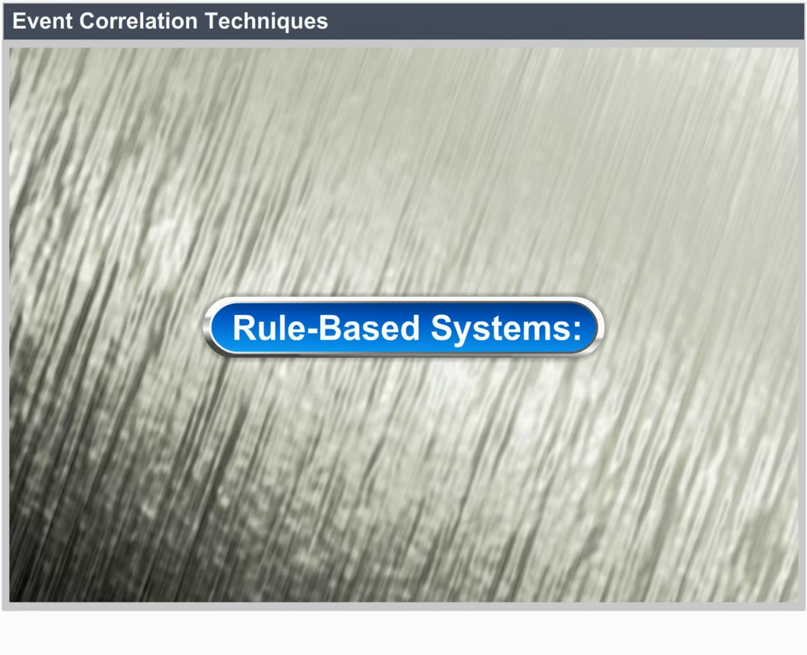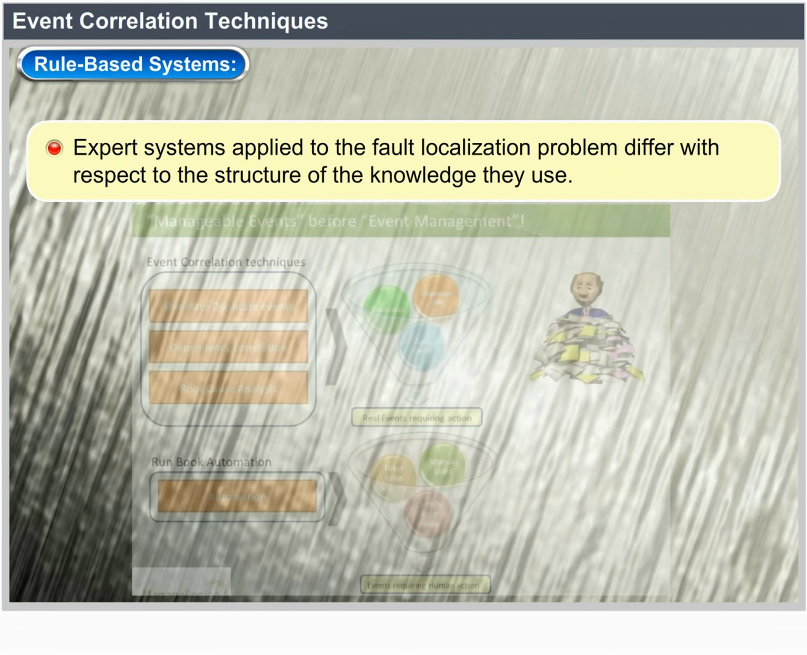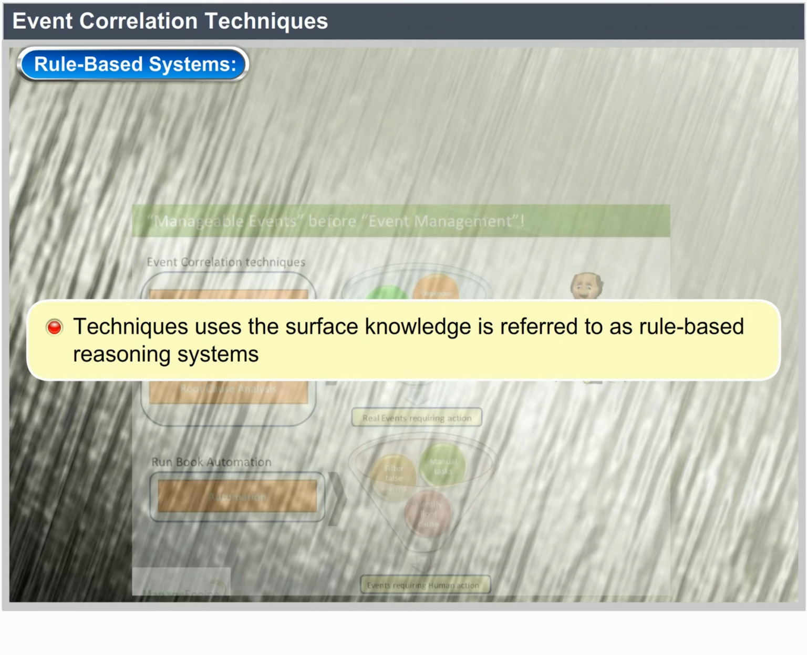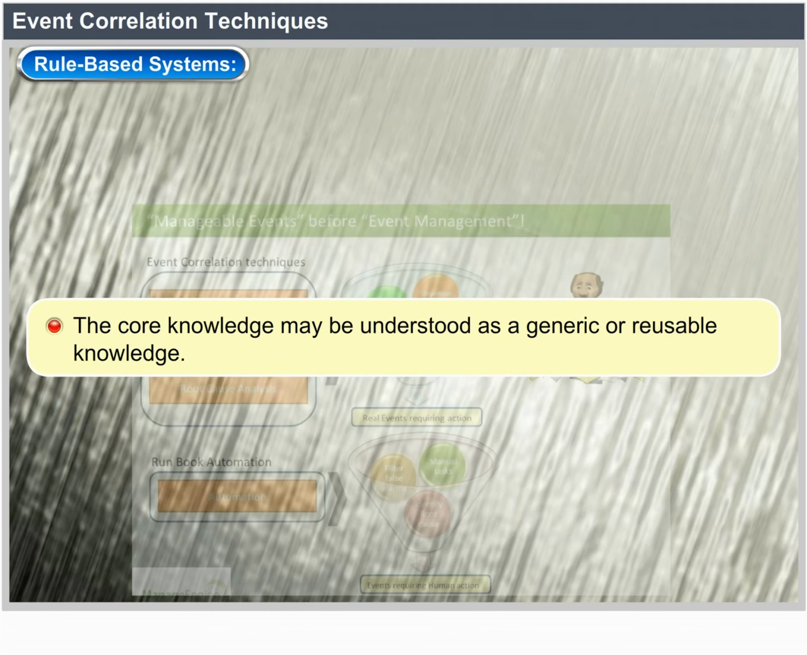Rule-based systems. Expert systems applied to the fault localization problem differ with respect to the structure of the knowledge they use. Approaches using the surface knowledge are referred to as rule-based reasoning systems. The research on rule-based fault localization systems addresses the structure of the knowledge base and the design of the rule definition language. The core knowledge may be understood as generic or reusable knowledge.